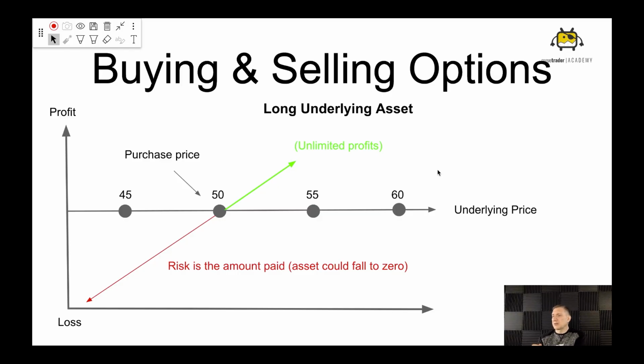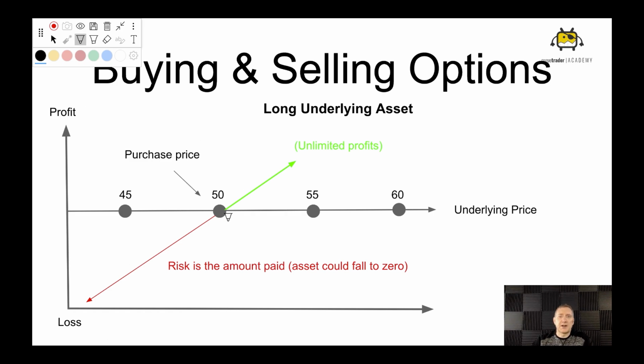So let's just take a look at this risk-reward graph here. This is a risk-reward graph if we're simply buying, if we're long the underlying asset. Now, this could be a stock we're buying. This could be cryptocurrency. This could be anything. It doesn't matter. You're buying an underlying asset, okay? And on the left side here, we have profit, so the profit on the scale up. On the bottom here, this is the price scale, so the price of the underlying asset, okay?